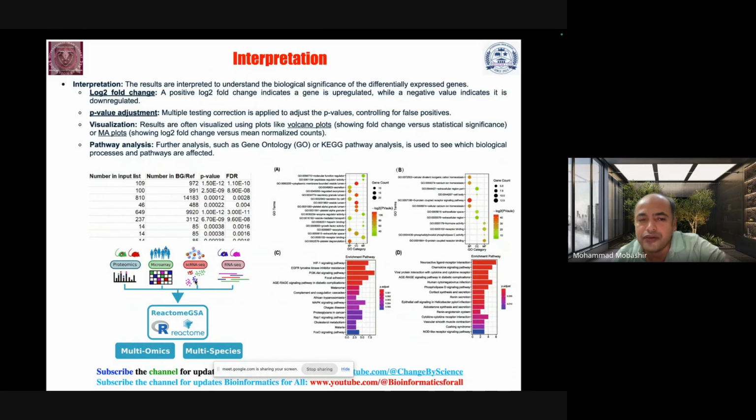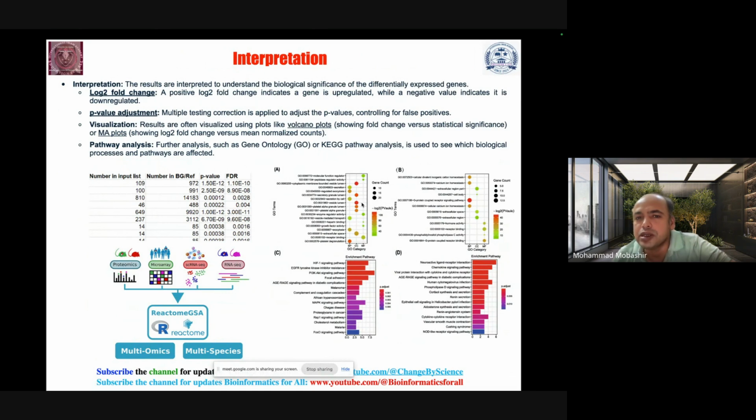I will also explain the difference between raw p-values and FDRs, that is false discovery rates. Then how and where you can implement these things? You can implement these fold changes, p-values, or visualization or pathway analysis for proteomics data, microarray data, RNA-seq, scRNA-seq data also. So basically for all kinds of multiomics data for all the species, you can perform such analysis.